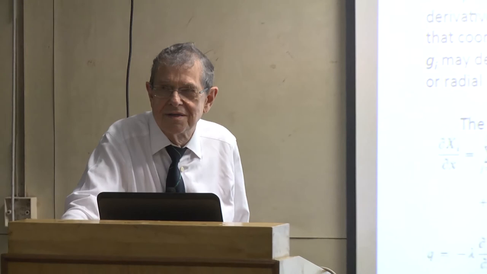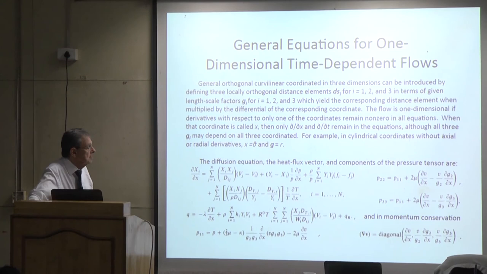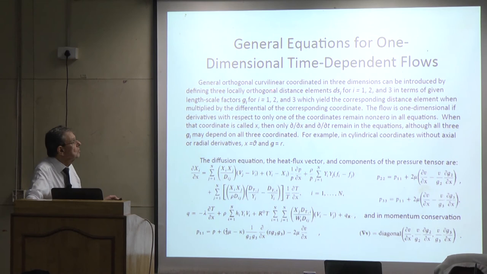The equations can be simplified in special cases. One case is a situation in which there's a dependence on only one space dimension, but there can be a variation. It's not planar flow, but a situation with orthogonal curvilinear coordinates in three dimensions, where the distance ds is a length scale factor times the change in the coordinate. The coordinate I'll always call x, even though it's an angle coordinate. ds will be g dx.